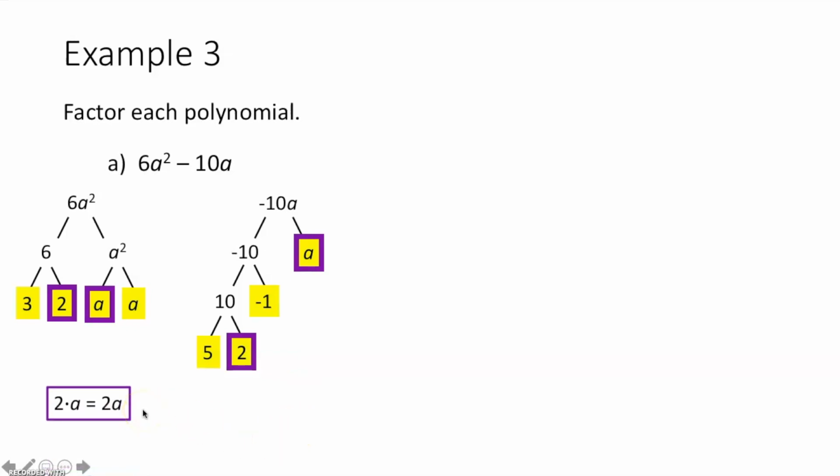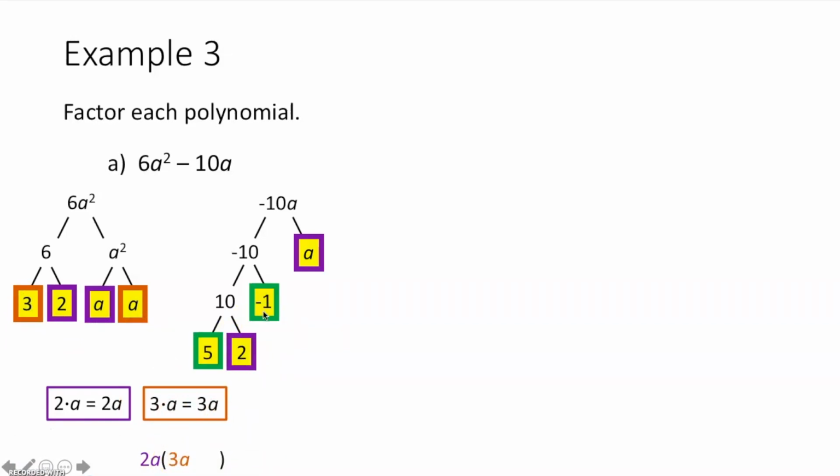So what we do is we take 2a and we're going to put it on the outside of a set of parentheses. Now, what goes in the parentheses? Well, it's whatever is left over from each of these terms. So we look at our first term. What factors are left over? Well, it would be a 3 and an a. So that means 3a is going to go first. Now, what goes next? Well, what's left? 5 and a negative 1. So 5 times negative 1 is negative 5. So we write 3a, then minus 5.